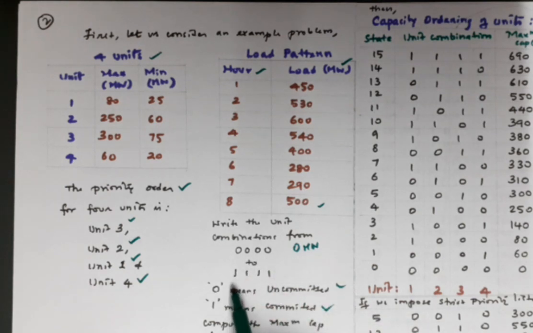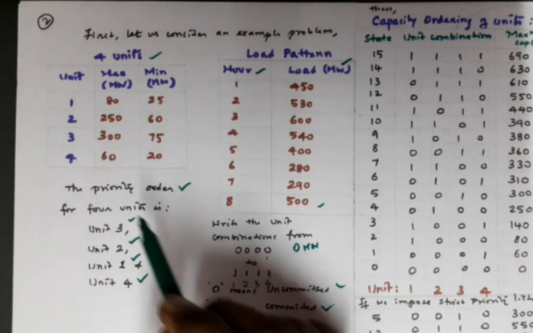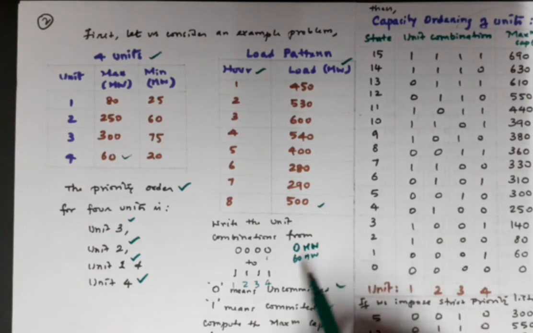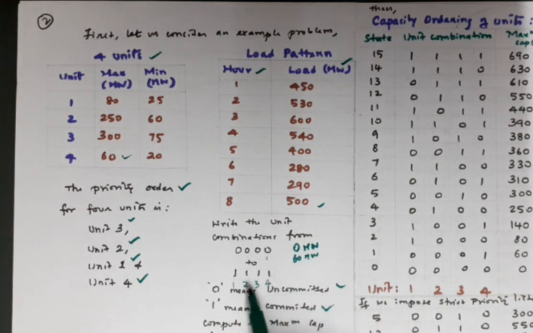So if it is 0001 means how much you will get? Say for example, I am taking this as unit 1, 2, 3 and 4. So I am assigning 0001 means it will be 1 here, means the 4th unit alone is committed, means you will have 60 as the maximum capacity for 0001, 60 megawatts. So similarly, you should write for 0010 like that. Which are all the units committed?